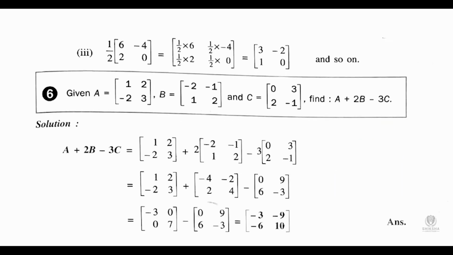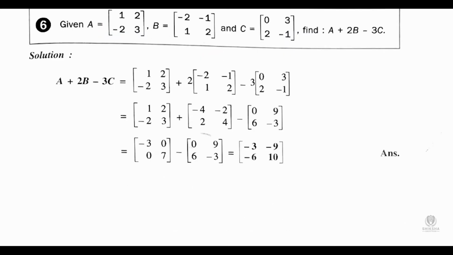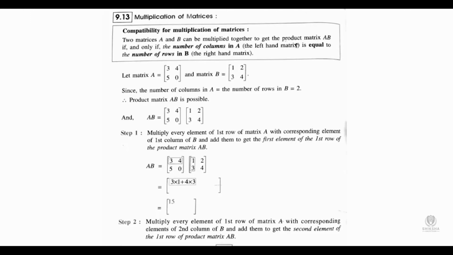As you can also see here, if 1 by 2 is multiplied in each of the numbers, the value here becomes 3, minus 2, 1 and 0. I hope the scalar multiplication is covered and you have understood it. Now I'm going to the next part, that is multiplication of matrices.